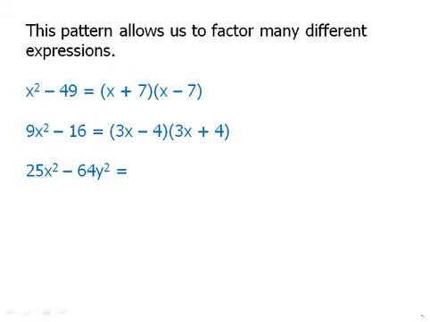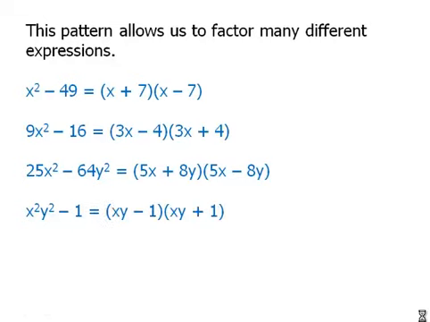25x squared minus 64y squared. The first one is 5x quantity squared. The second one is 8y quantity squared. So a equals 5x, b equals 8y, and this is 5x plus 8y times 5x minus 8y. Finally, x squared y squared minus 1. X squared y squared, that would mean that a equals x times y, because x times y squared would be x squared y squared. And of course b would be 1, so this will factor into xy minus 1 times xy plus 1.